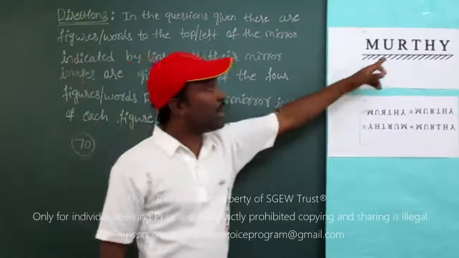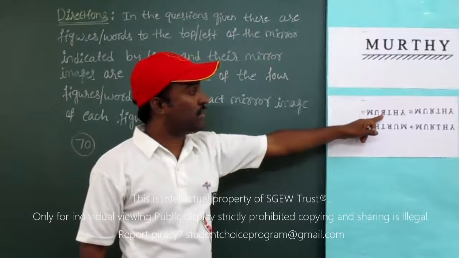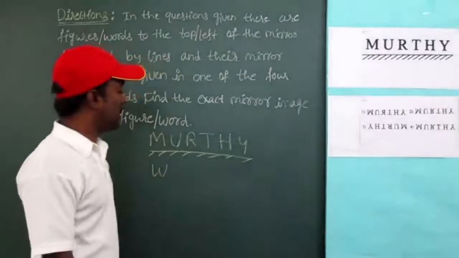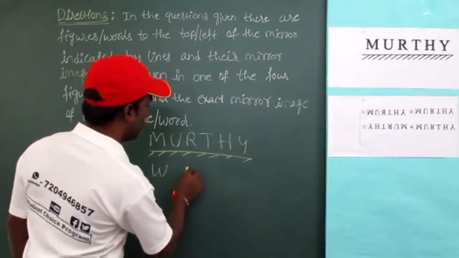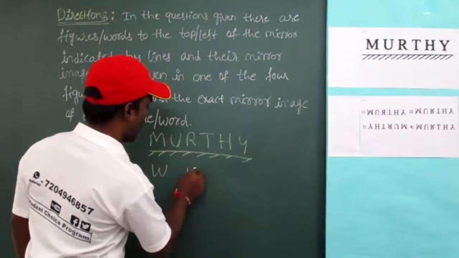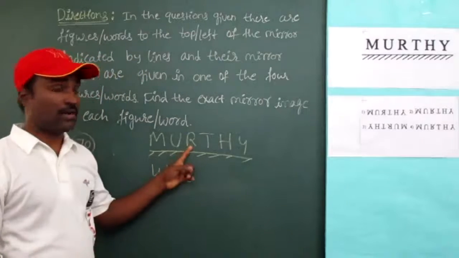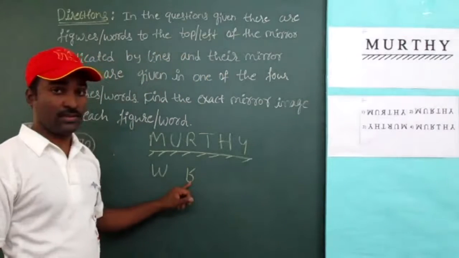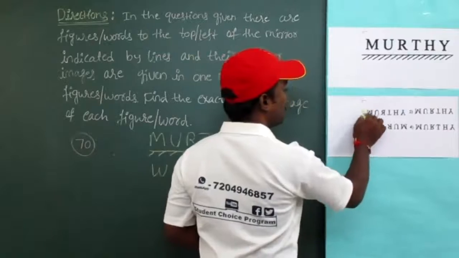Now moving to R. If you see this R, the mirror image of R, yes, it is wrong. The mirror image of this R will appear like this. This is the mirror image of R. But if you see in the first option, it is not looking like this. That's why this option is the wrong option.